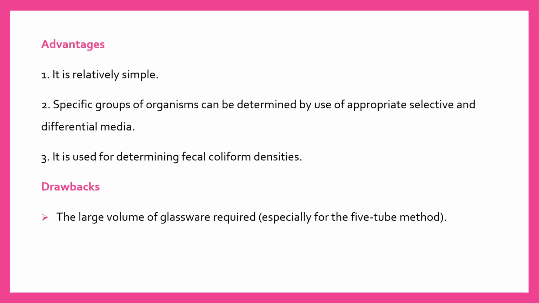Advantages of the MPN technique: it is relatively simple, a specific group of organisms can be determined by use of appropriate selective and differential media, and it is used for determining fecal coliform densities. A drawback of this method is that a large volume of glassware is required, especially for the 5-tube method.